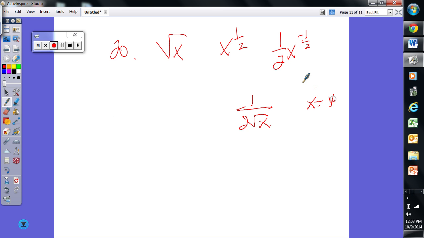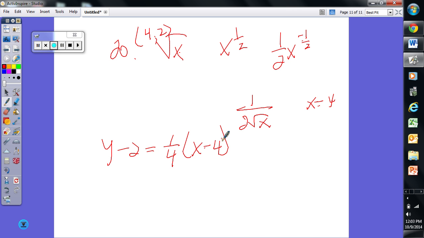So first I need my y value for my function, so I plug in 4 there and I get 2. So the point is 4, 2. So I have y minus 2 equals, plug in 4 here and I get 1/4 times x minus 4. That is it. And then the normal is just a positive 4. And we can talk about some of the pictures in class, but that's a general idea of how you should be doing derivatives.